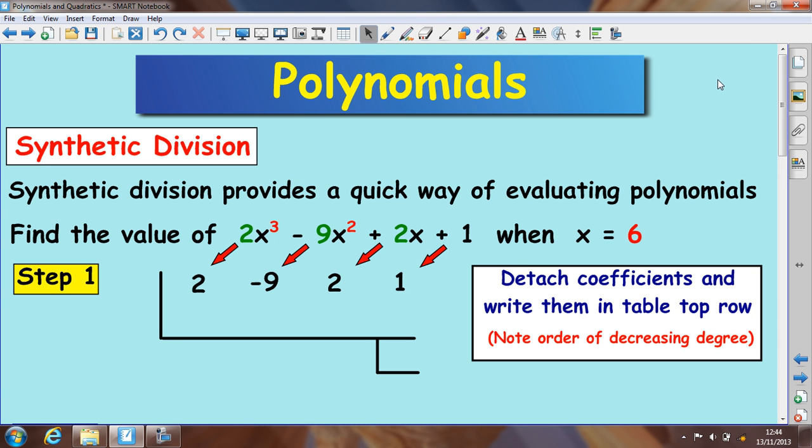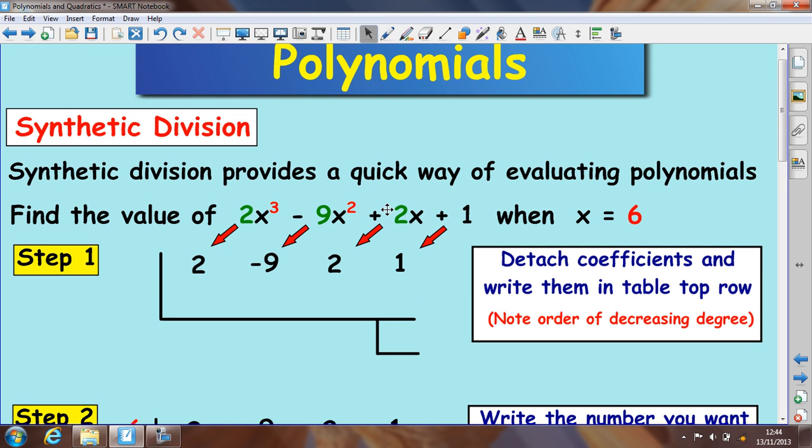In this lesson we're going to look at synthetic division, which is a technique used to evaluate polynomials and also to factorise polynomials. We're just going to look at the evaluation of polynomials at the moment. We looked at it in the last lesson in nested form. This is just another kind of simplified version of what we did in the last lesson.